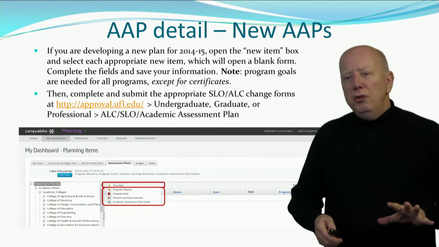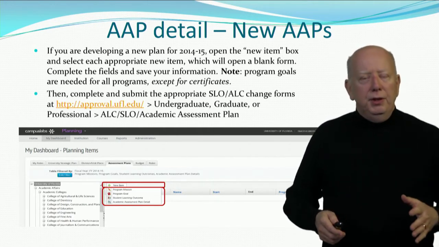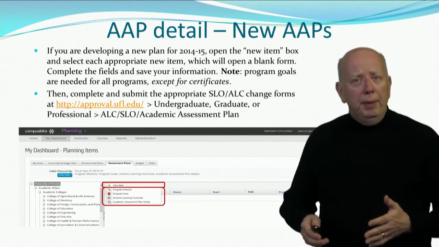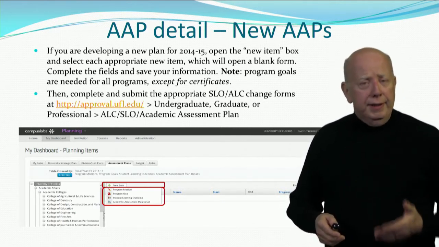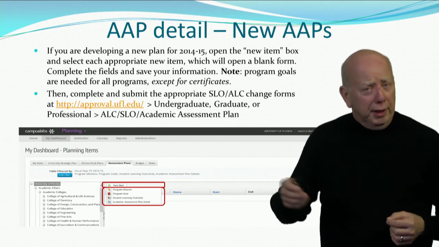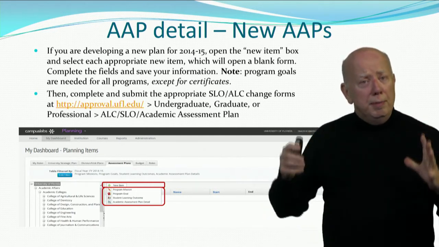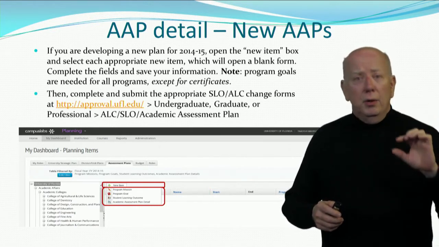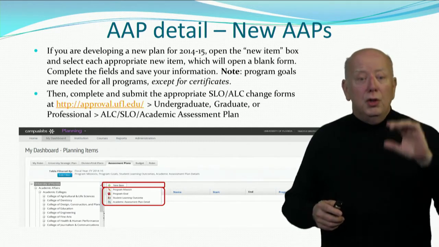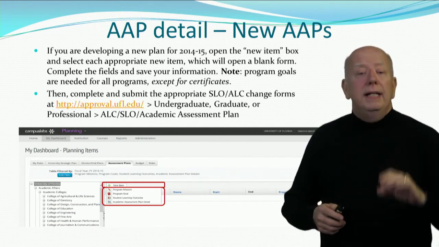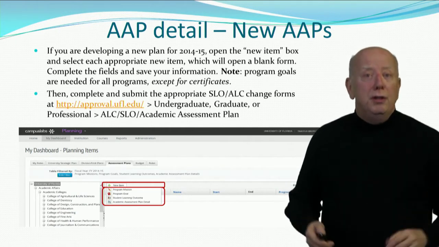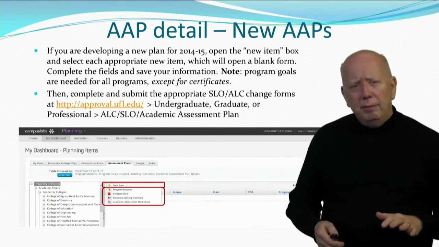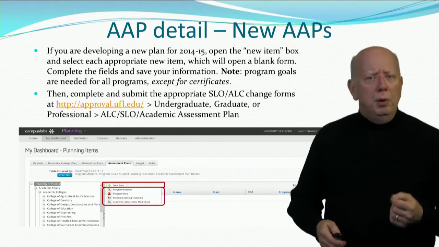Then, once you do that, for a new academic assessment plan, you need to submit the appropriate student learning outcome or academic learning compact forms from the approval site. I give you the chain to find that: when you open up the approval site, you click on undergraduate, graduate, or professional, and go to the ALC SLO Academic Assessment Plan link, and that will take you to the forms that you need. It's all right there for you if you just click on the right thing. If you have any problem finding that, just let us know and we will help you through that.